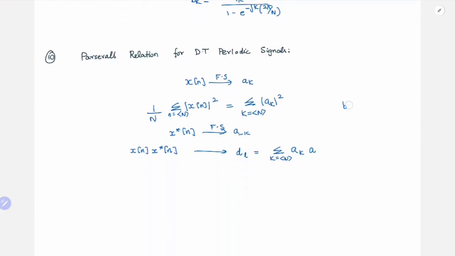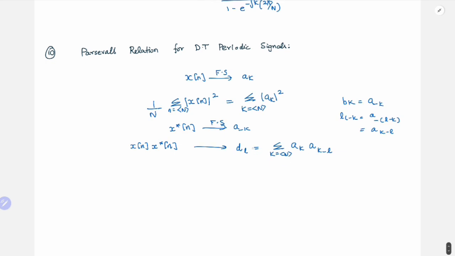So let's go this way. bk is a minus k conjugate. So b of l minus k is nothing but replacing k with l minus k, so it will be a of minus l minus k conjugate, which is a of k minus l. So it will be a of k minus l here. So this is what we have for dl.